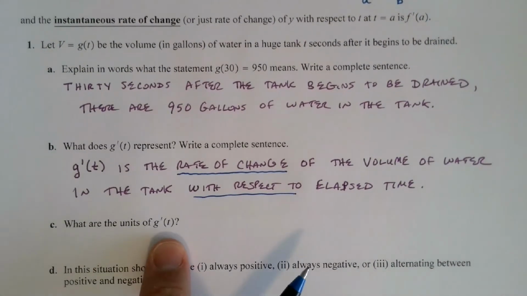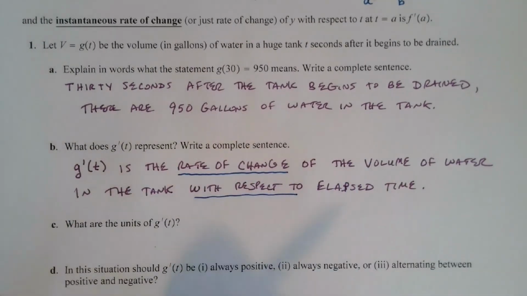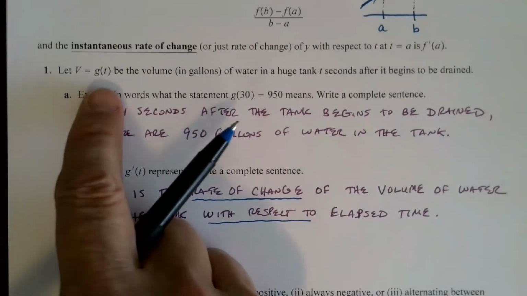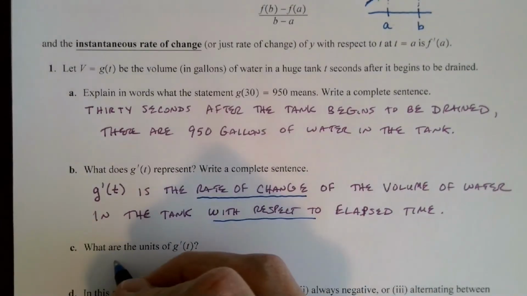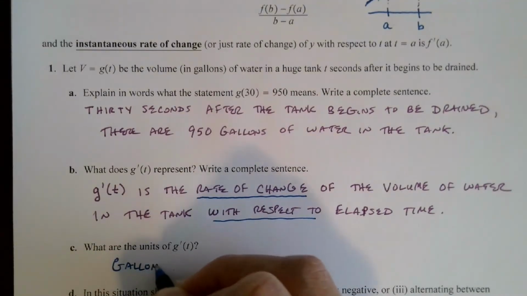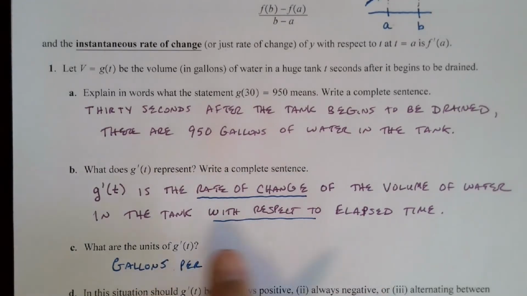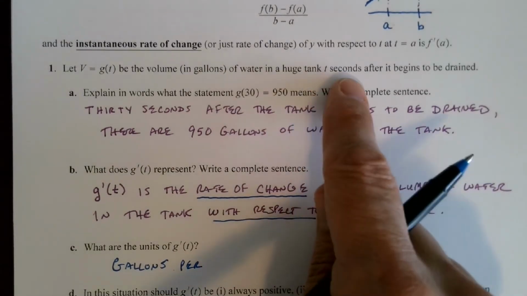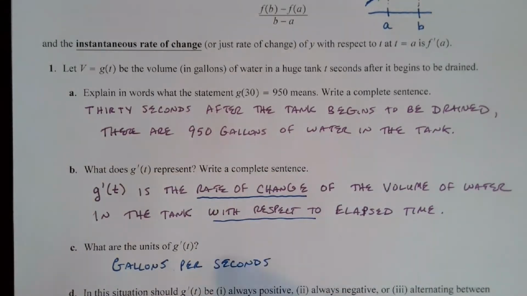Now, what are the units of g prime of t? Well, the units of the derivative or the rate of change of the volume of water with respect to time are easy. It's always the output units to the function, which are going to be what? V is what? The volume in what? The units are gallons. So this is gallons. And then it's per what? Per units of the independent variable, right? Which is what? Time. And what's our time unit? Time is measured in what? Seconds. So it's gallons per second.